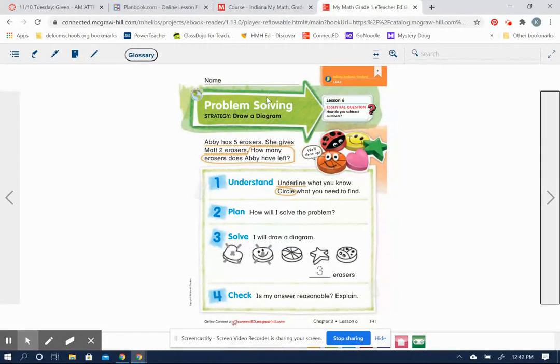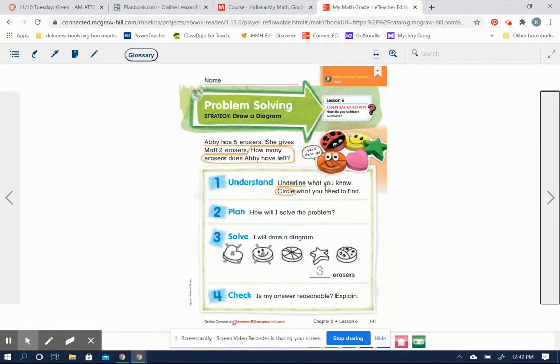And this is a problem-solving page where we're just going to look at, it says draw a diagram. Remember, we've talked about how a diagram is like a picture, okay? So here's the story. Abby has 5 erasers. She gives Matt 2 erasers. How many erasers does Abby have? When you have a math story problem like this, then we need to understand what do we know, what do we need to find out.